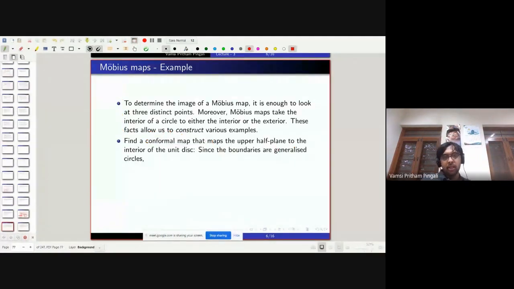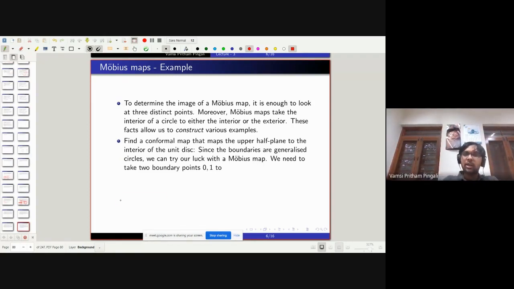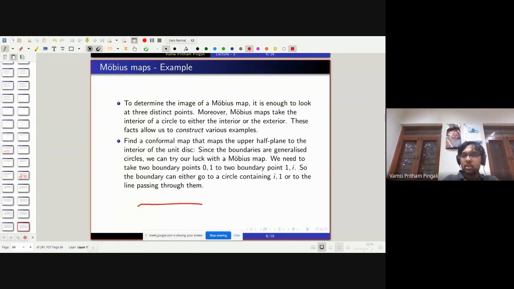So since the boundaries are generalized circles, we can try our luck with a Mobius map. We need to take two boundary points, namely my favorite points on a straight line, 0 and 1. Two boundary points, 1 and i. This is 1, this is i. So the boundary can either go to a circle containing 1 and i, or to the line passing through them. That means this can either go to this line or to one of the infinitely many circles passing through these points.